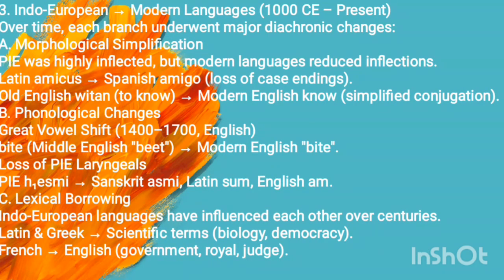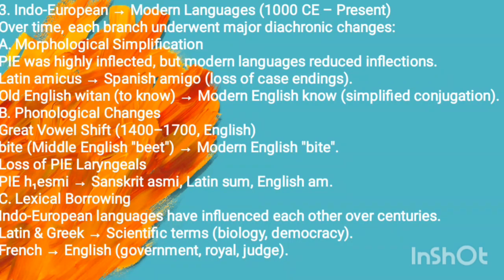Indo-European to modern languages starts from 1000 CE to the present. First one, morphological simplification: loss of case endings, that is Latin amicus, Spanish amigo. Old English cnawan means to know; in modern English, that is know. Phonological changes: the Great Vowel Shift, which starts from 1400 to 1700 in English, changed pronunciations. For example, beat used to sound like bait.